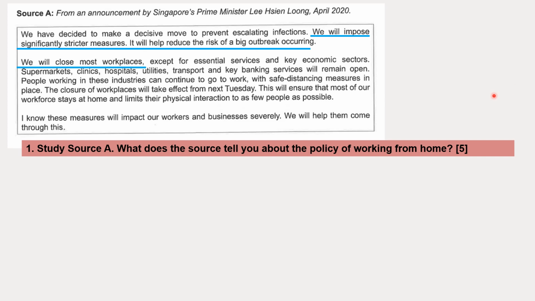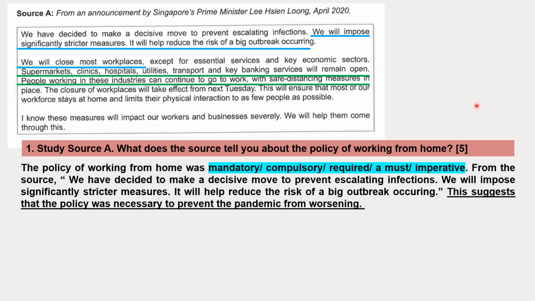Most of the time, for an inference, there'll be two inferences. It'll be good if you can pick up definitely two, but if there is no time, at least pick up one main inference. There is this inference, the one that I highlighted in blue, as well as the next few inferences, which are in green. So what does this inference mean? The one in blue, you can see that actually we will impose, the we here is the government, we will impose significantly stricter measures. It will help reduce the risk of a big outbreak. And this comes from obviously the government.